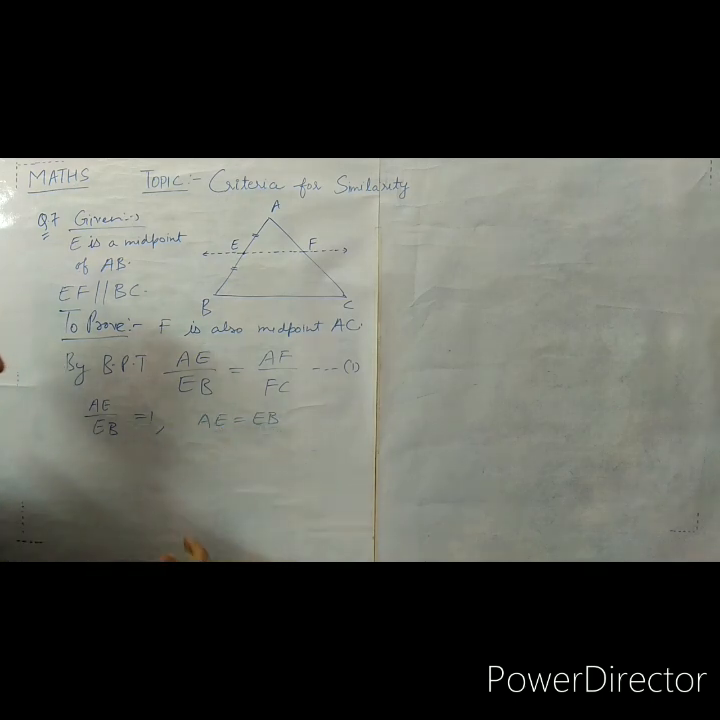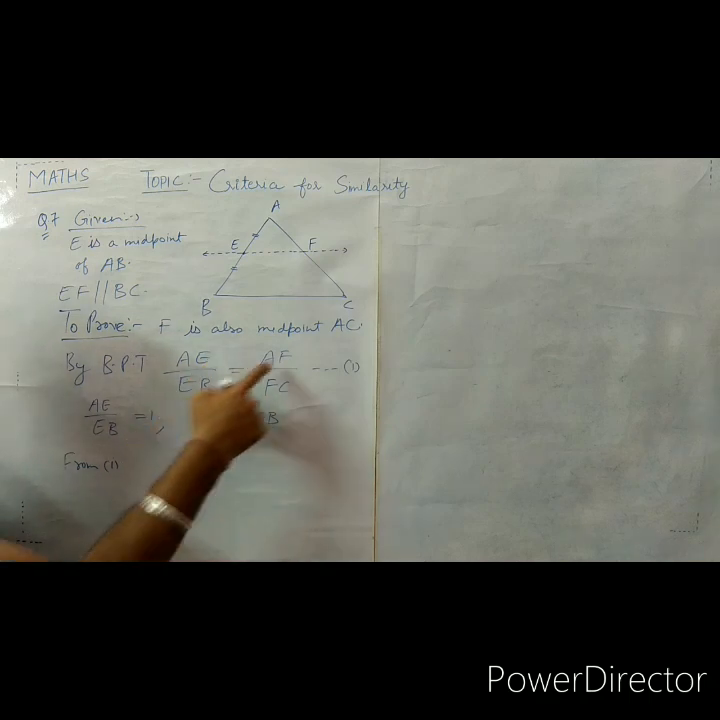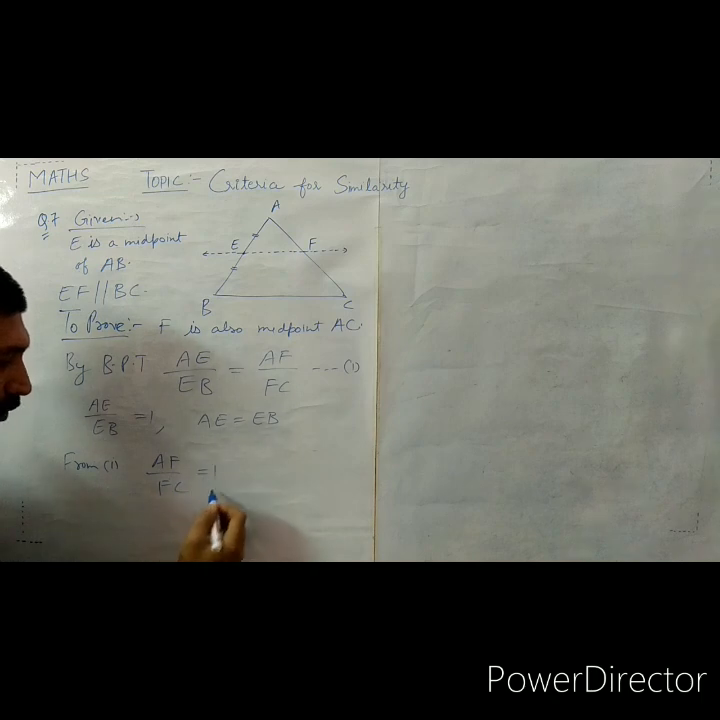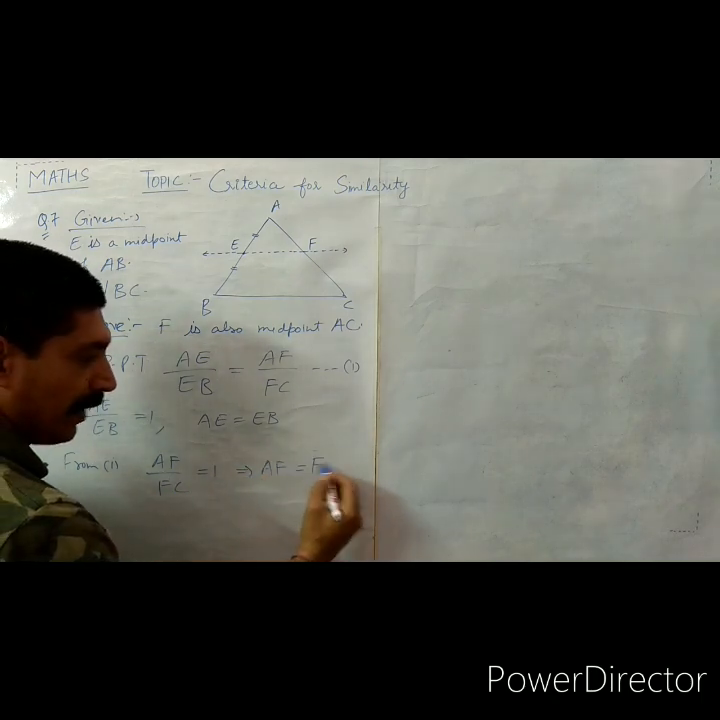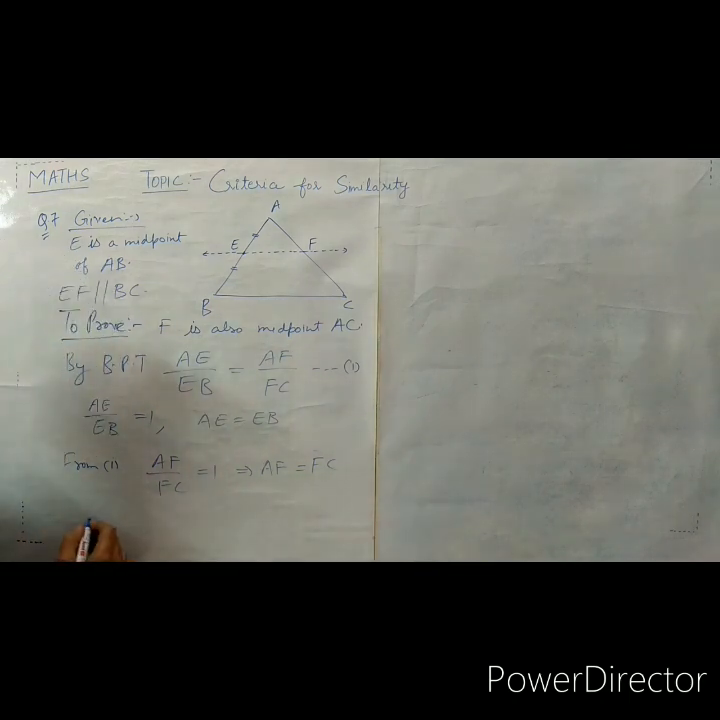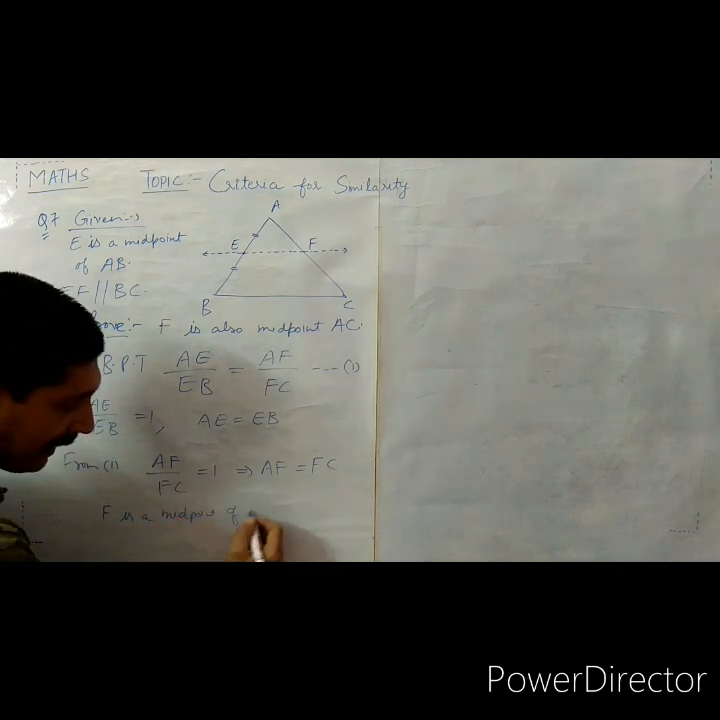So here from 1, because AE upon EB is equal to 1, AF upon FC is equal to 1. This implies that AF is equal to FC. So this further says that F is a midpoint of AC.